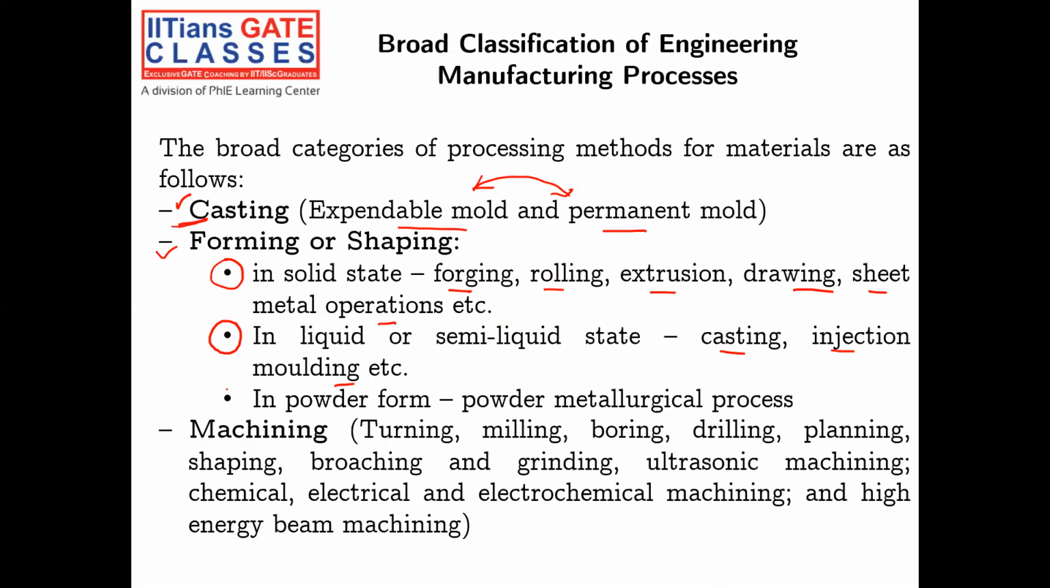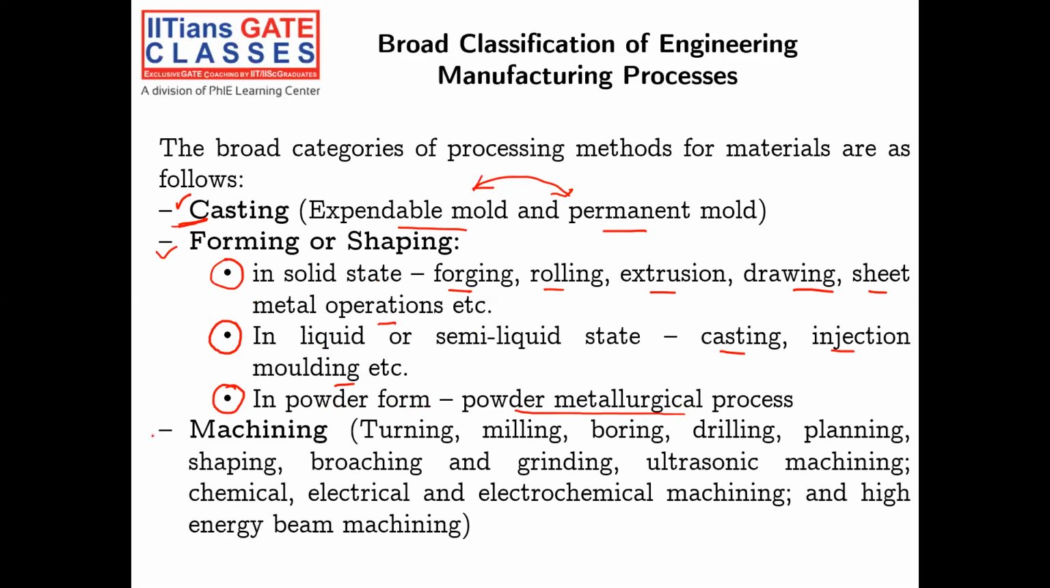Next, the raw material can simply be in powder form. Here it is solid, here it is liquid and semi-liquid, and it can be in the form of powder also. If you are using powder form for the raw material and you are manufacturing a product, that is called powder metallurgical process. We are going to discuss this also. This is also included in the GATE syllabus.